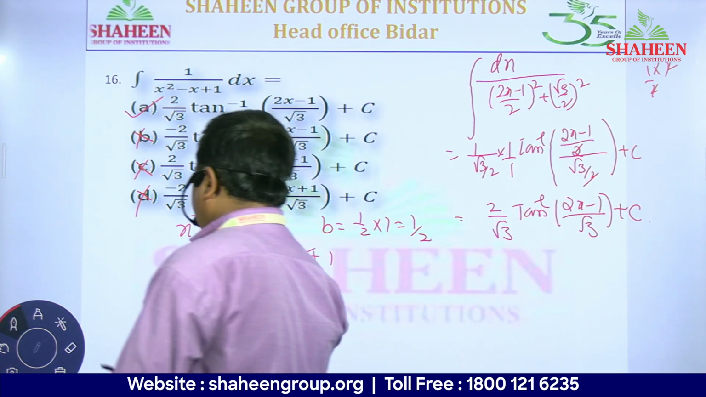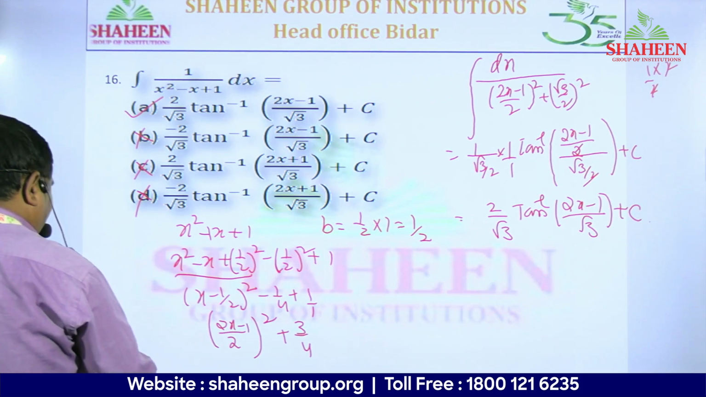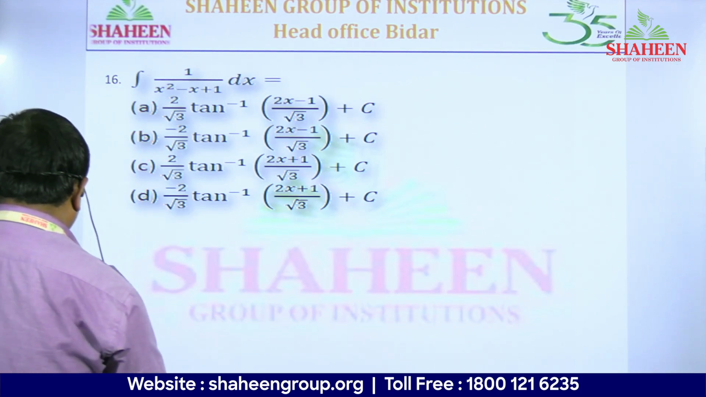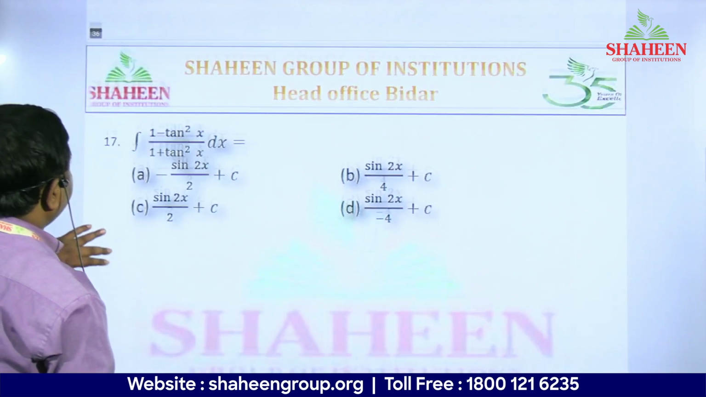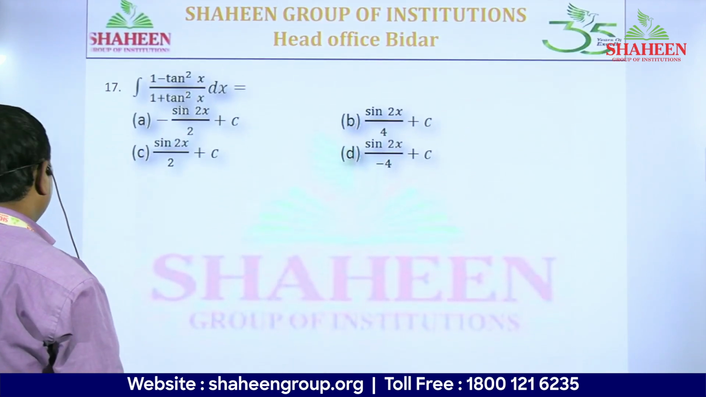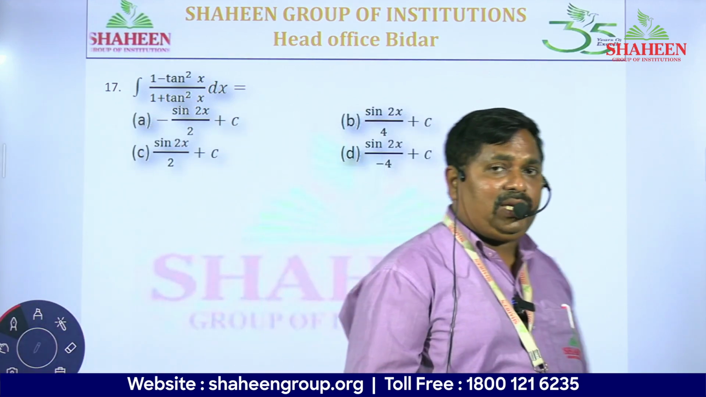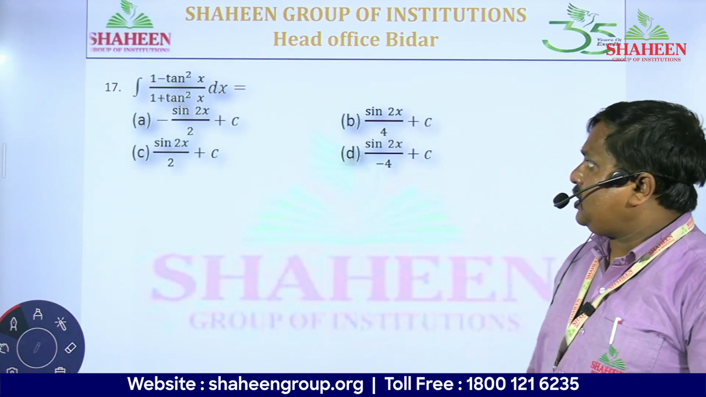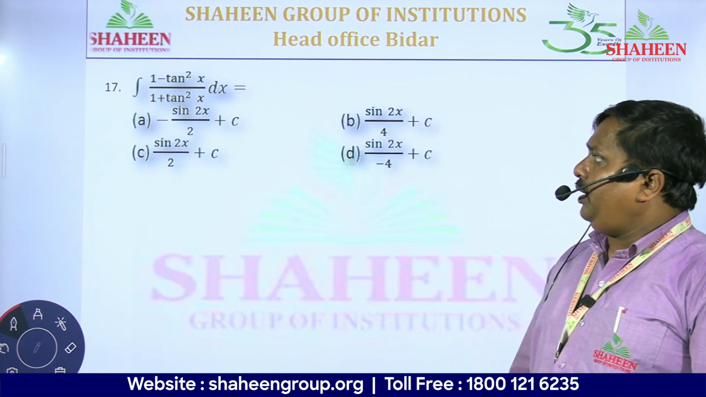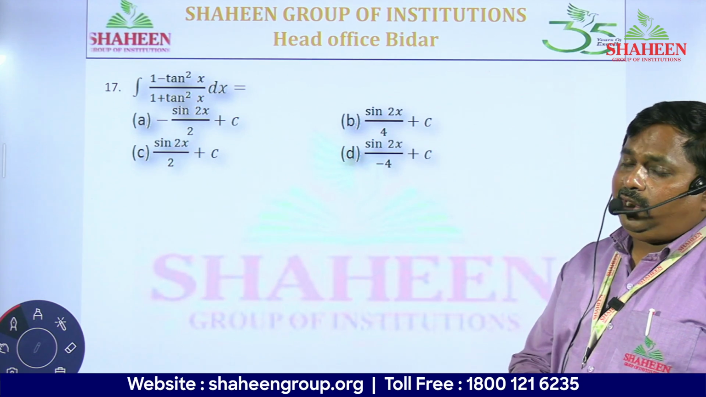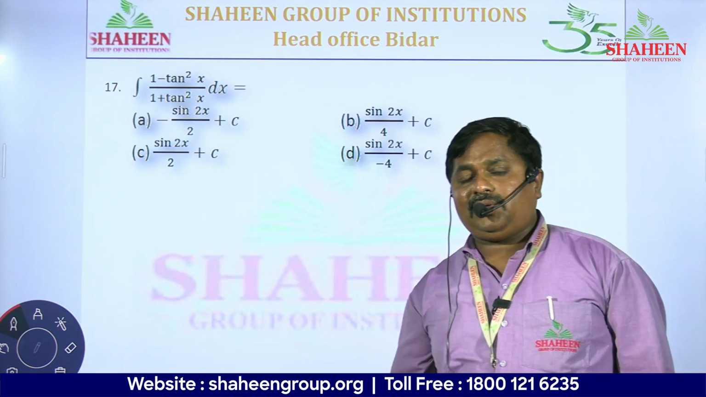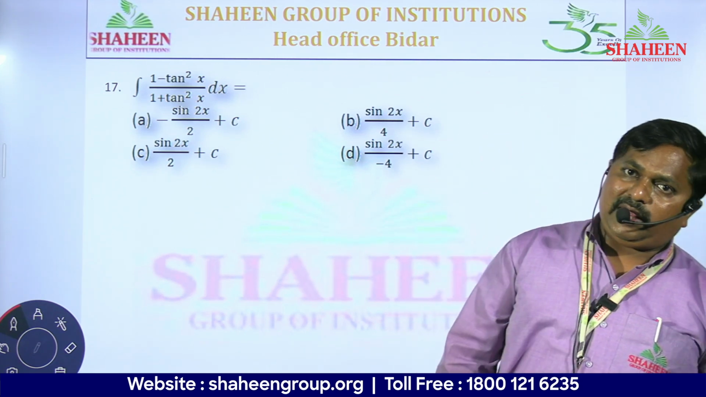We'll continue with the next problem. The next problem is integration of (1 minus tan square x) divided by (1 plus tan square x) dx. We are integrating this function. The numerator is 1 minus tan square x, denominator is 1 plus tan square x.